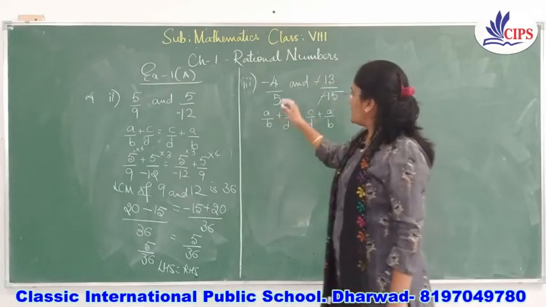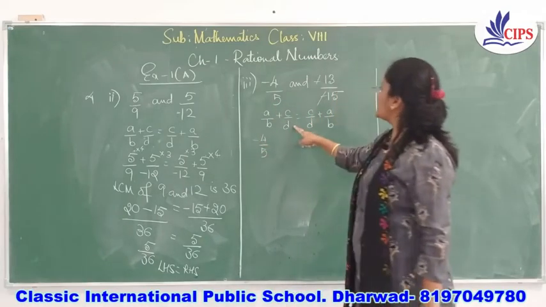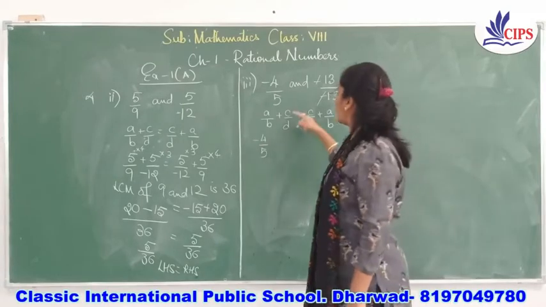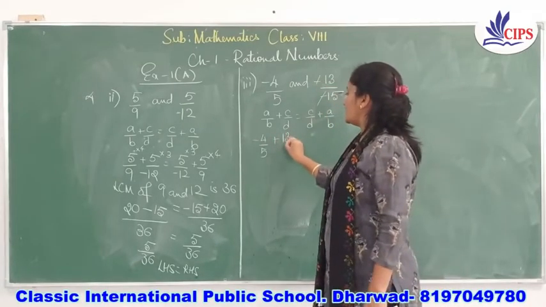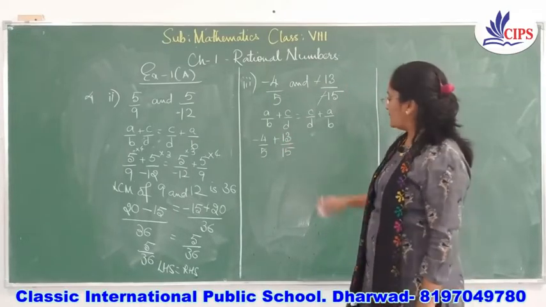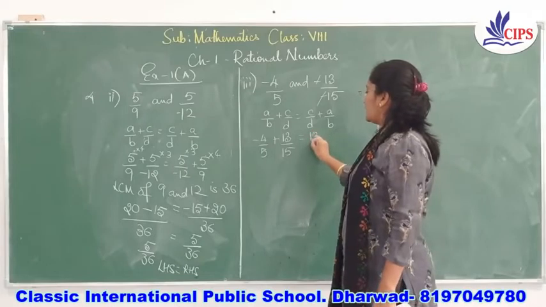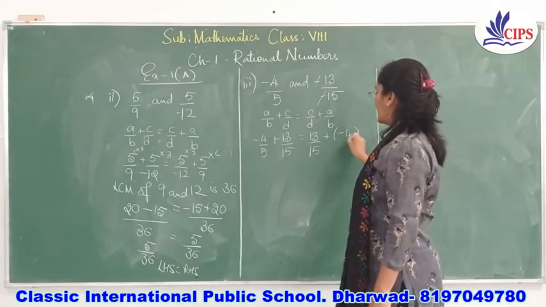Here we'll take A by B as minus 4 by 5. So I have taken minus 4 by 5 and C by D as 13 by 15. I have cancelled both the negative signs, so I'll directly write only 13 by 15. So C by D I have taken 13 by 15. Here I'll write again 13 by 15 plus minus 4 by 5.